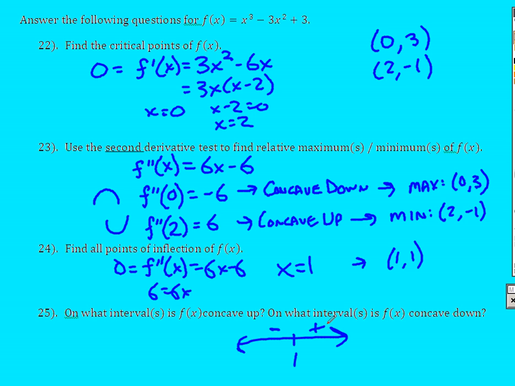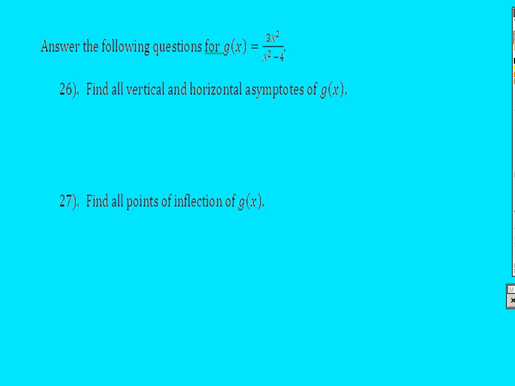So that means that it's concave up on the interval from 1 to infinity, and then it's concave down on the other interval, which went from negative infinity to positive 1. And again, there are no domain restrictions, so we don't need to worry about that for this one here. Alright, the last one, finding vertical and horizontal asymptotes here.